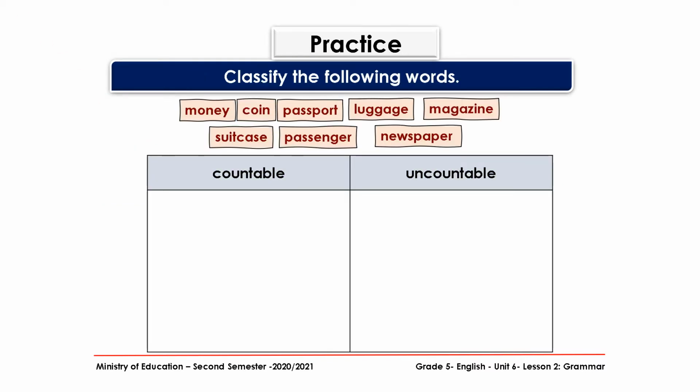Here we have the words we've learned in lesson 1. I want you to classify them into countable and uncountable. Take out your mini board and write the answers. Well done. Now let's check the answers together.